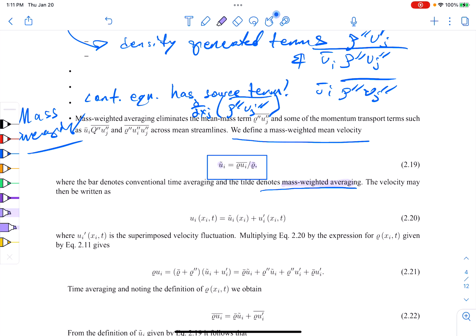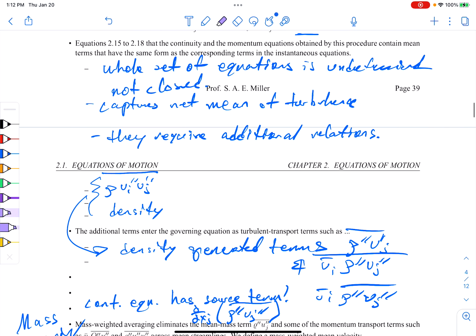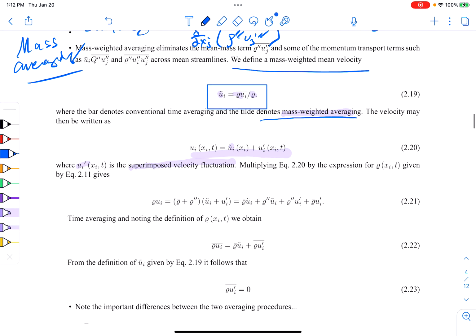So the first thing is we can try and redefine and write our velocity using mass weighted averages. And we'll do that here in equation 2.20. So here U prime, a single prime, will be a velocity fluctuation about the mass average. So just like before we had a time average plus a fluctuation about the time average, we now have a mass average plus a fluctuation about the weighted mass average. And you can see it's done by definition for, say, momentum, because our compressible form of Navier-Stokes involves the second term of momentum, right? Rho U_i. So that's where that comes from.